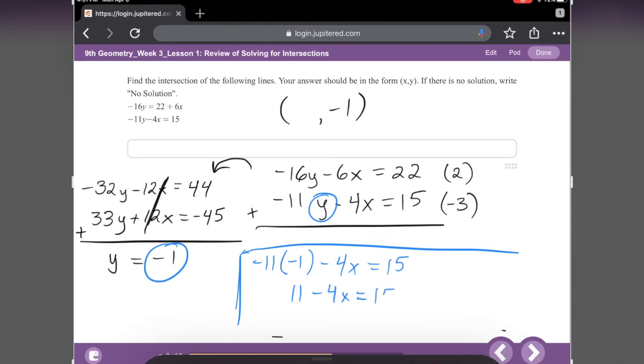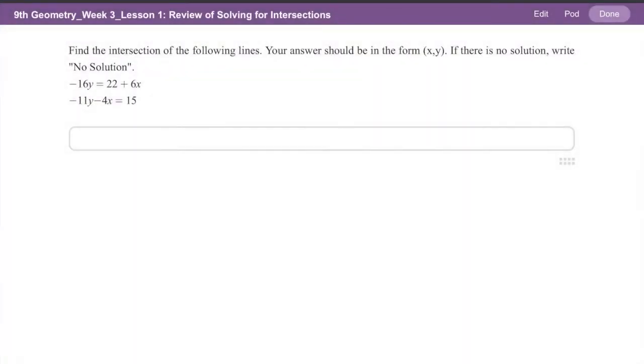equals 15. So subtracting 11 from both sides gives us minus 4x is equal to 15 minus 11, which is 4. So that means that x is equal to negative 1. Okay, so our answer then is negative 1 comma negative 1. Let's put in that.